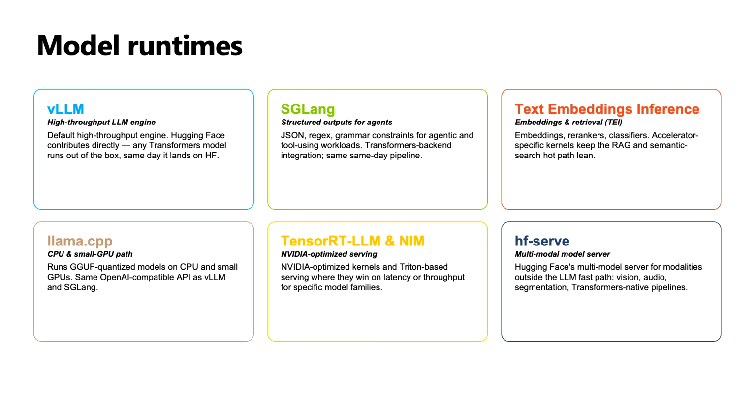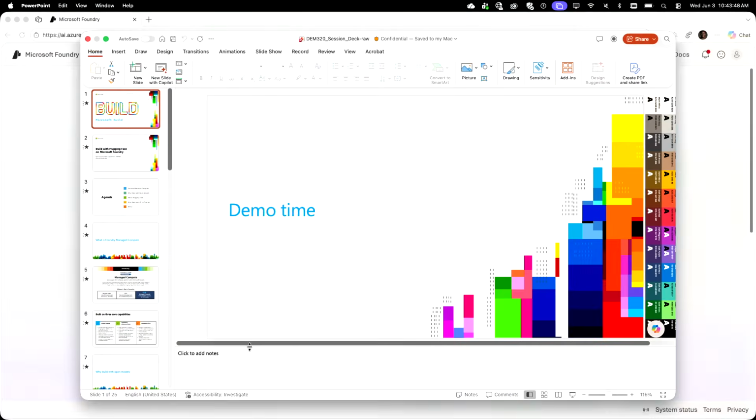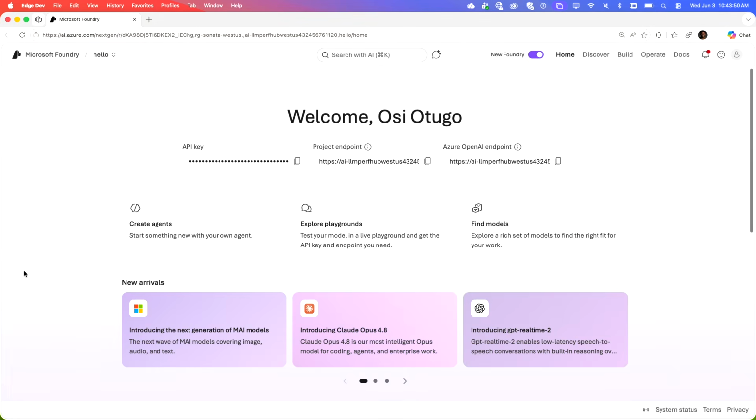For NVIDIA models, you can find them with NIMs, and that's all powered by TensorRT-LLM. And for other types of tasks, like speech and vision tasks, we have HFServe, which is a new framework SDK to optimize deployment of these machine learning multimodal tasks. So there we are. Very excited to show this to you, and Osi, over to you to show us how it all works. Sounds good.